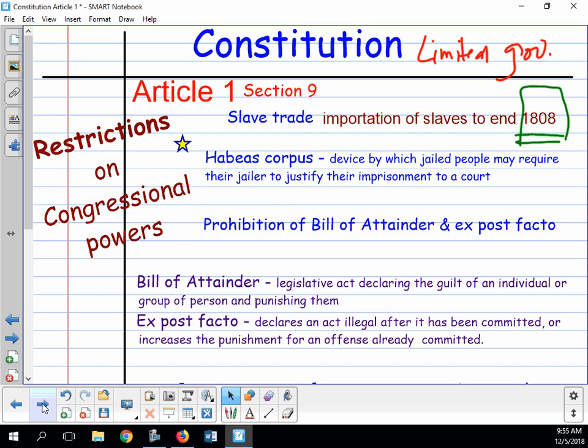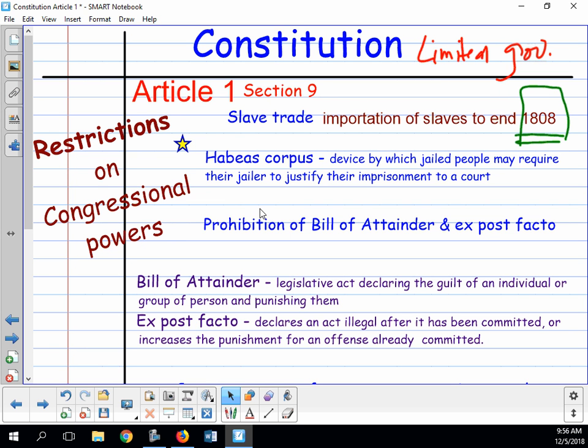All right, now, the next part of Section 9 is habeas corpus. This is also, and I should relate back to, restrictions on congressional power. What they're saying here is this is a device by which jailed people may require their jailer to justify their imprisonment to court. In other words, you can't be thrown in jail and not have charges brought against you. It has to be justified. Those who have jailed you have to prove that you deserve to be in prison, or at least waiting trial.